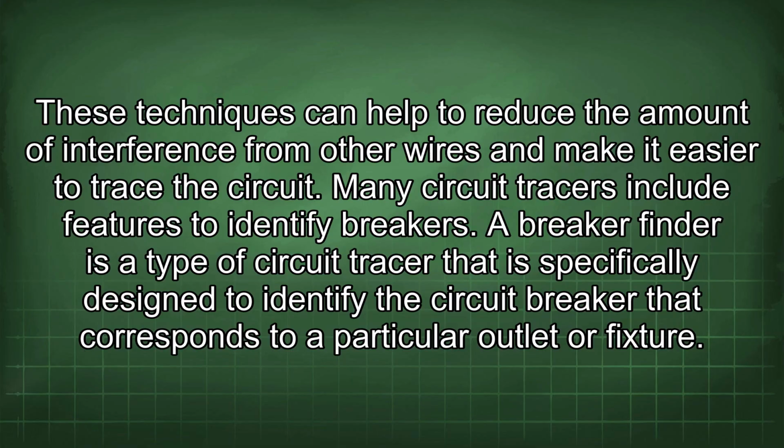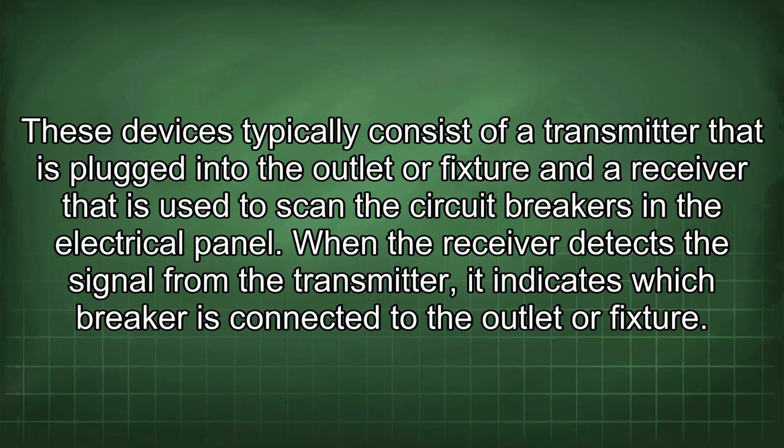Many circuit tracers include features to identify breakers. A breaker finder is a type of circuit tracer that is specifically designed to identify the circuit breaker that corresponds to a particular outlet or fixture. These devices typically consist of a transmitter that is plugged into the outlet or fixture and a receiver that is used to scan the circuit breakers in the electrical panel. When the receiver detects the signal from the transmitter, it indicates which breaker is connected to the outlet or fixture.